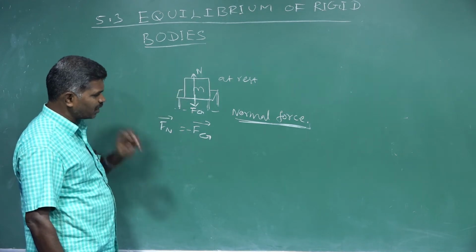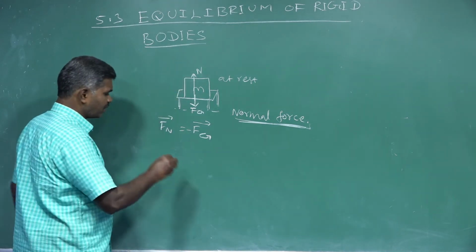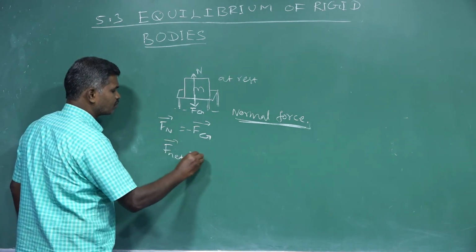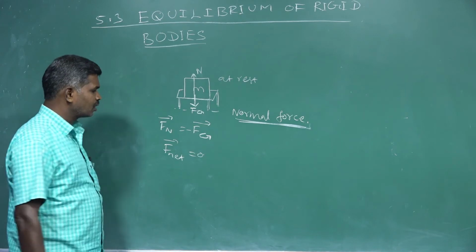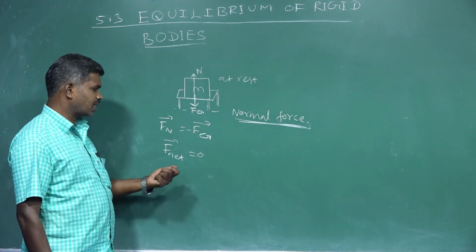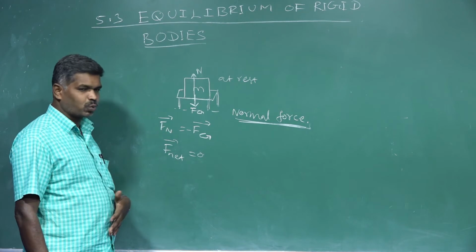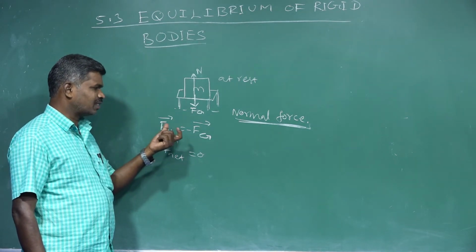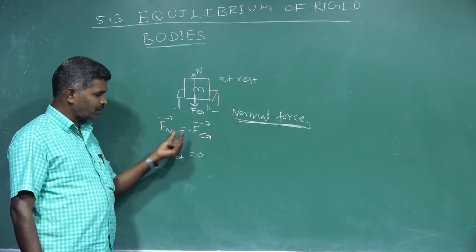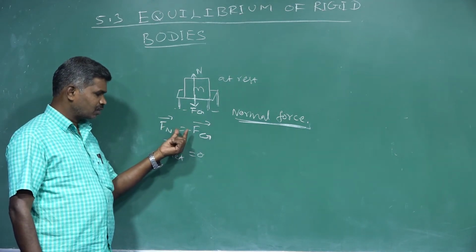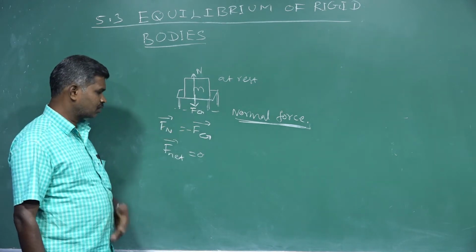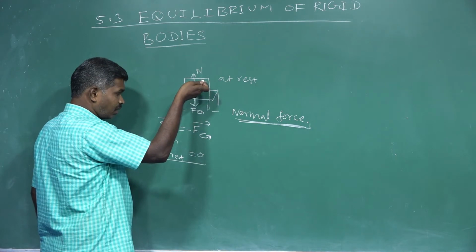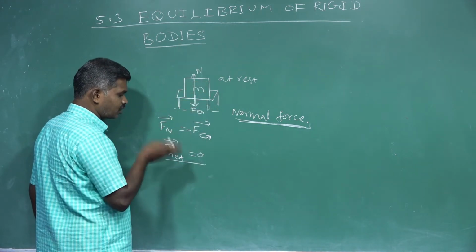But this object is at rest, which means we can say the net force is zero. Net force is 0. That is the vector sum of these two forces, Fn vector plus Fg vector. The sign is mentioned because the two act in opposite directions. So if the object is at rest on that table, the net force is 0.